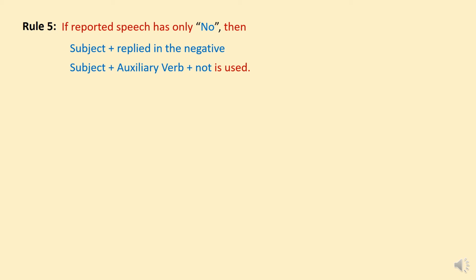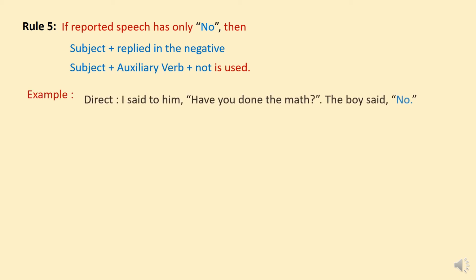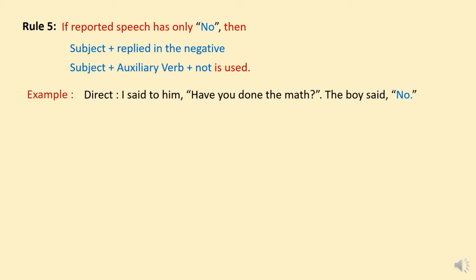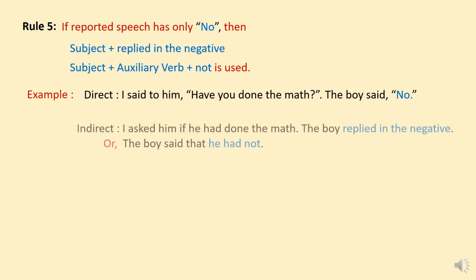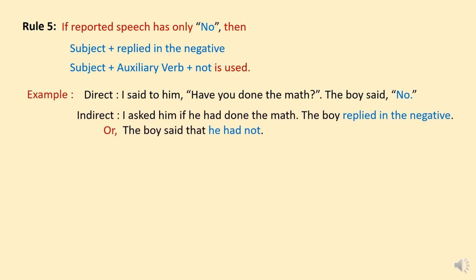For example, in direct speech: I said to him, "Have you done the math?" The boy said no. In indirect speech: I asked him if he had done the math. The boy replied in the negative, or we can use, the boy said that he had not.